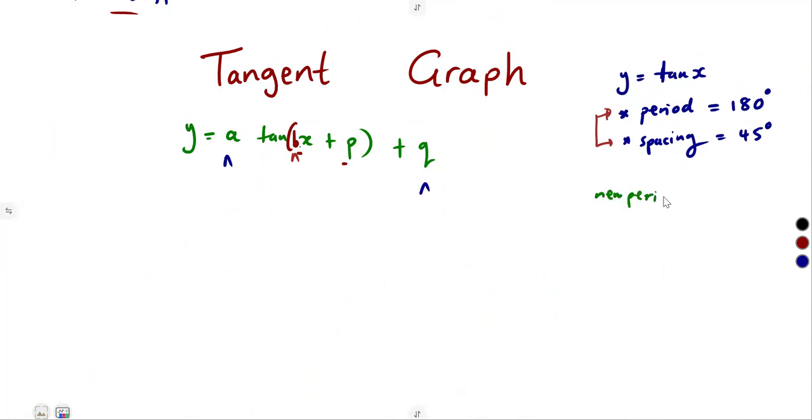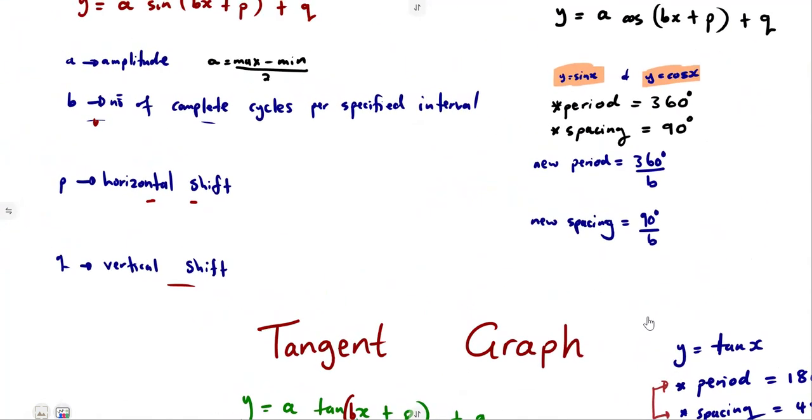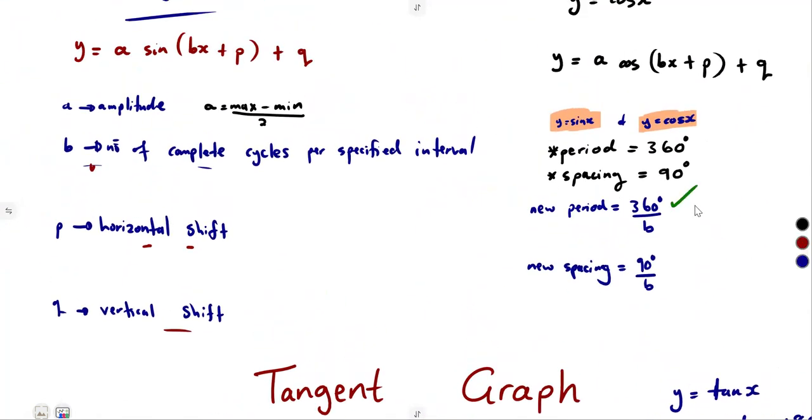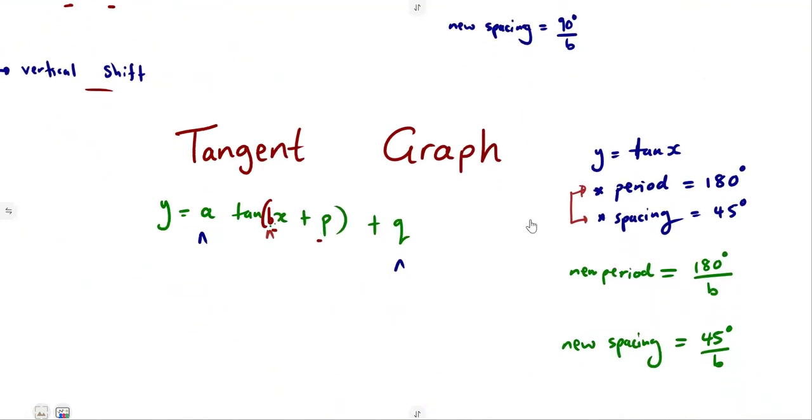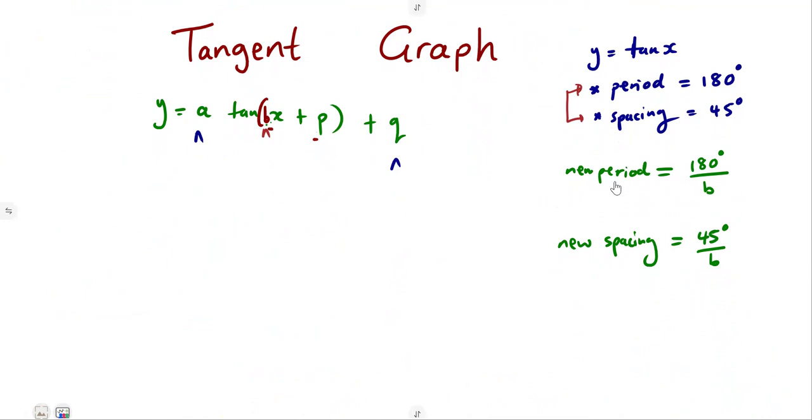For the graph of tan, our old period is 180 degrees. We divide it by B. The new spacing is going to be taken from the old spacing, 45, divided by B. Just like what we had previously for cos and sine, but those were operating at 360 for the period and a spacing of 90 degrees. They are the same, cos and sine. The tan is on its own. It has got its own period, 180, its own spacing, 45.